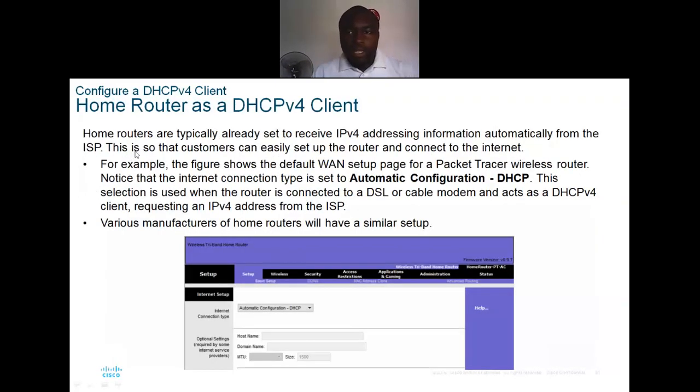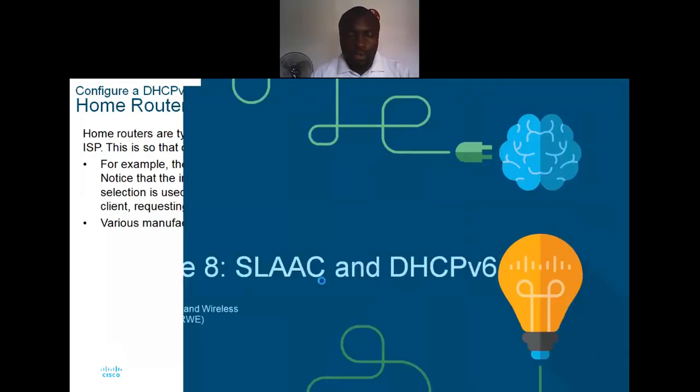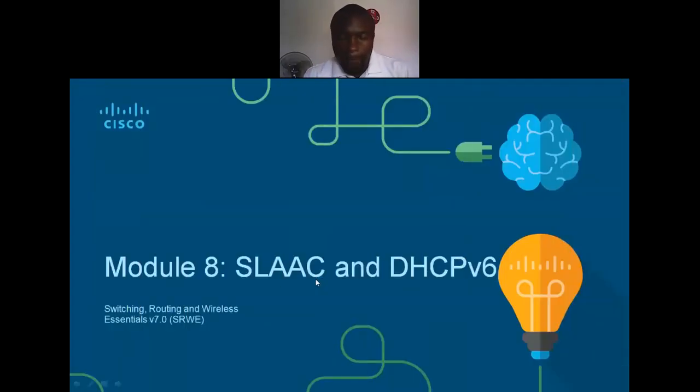So now home routers are typically already set to receive IP version 4 addresses. So we'll come to do wireless. This is wireless. So when we come to do wireless, I'm going to skip this slide, and we'll just do it all together. All right. Now, module 8 is talking about DHCP version 6 or SLAAC.